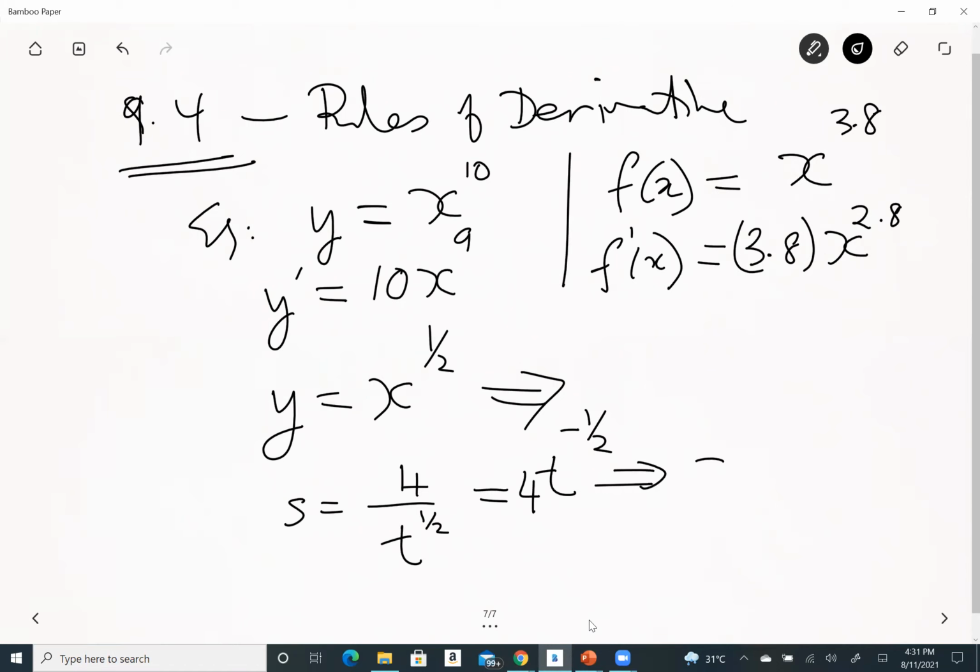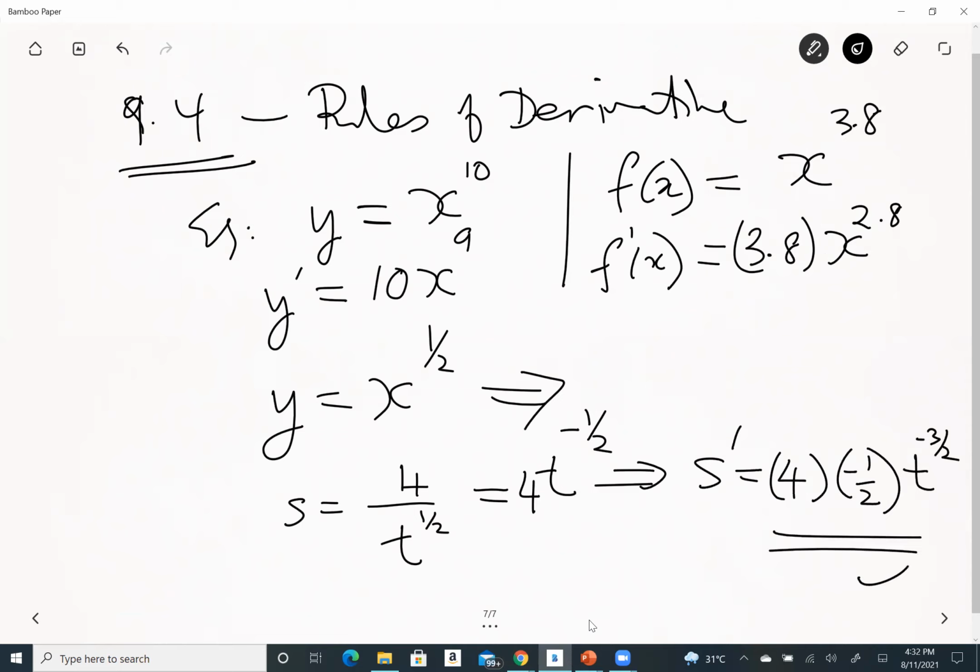So what is the derivative? S prime equal to 4, I make the 4 here, multiplied by a negative half. You bring down the power, multiplied by t, reduce the power by 1. So what is it? Negative 3 over 2. So we can stop there, or you can simplify the constant now. That will be negative 2 t to the power of negative 3 over 2. So that's it. That is the power rule.